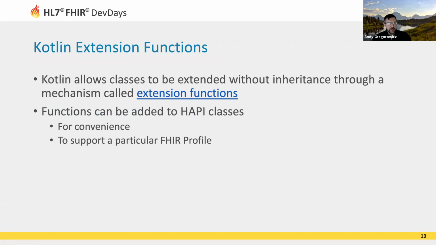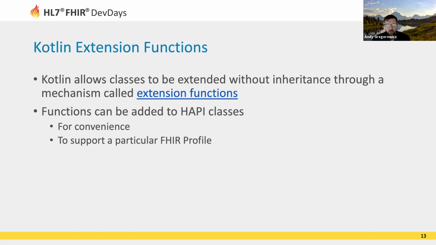Another really nice feature that we have in Kotlin is this notion of extension functions. Kotlin allows classes to be extended without inheritance through this mechanism called extension functions. That allows you to hang these functions off the end of existing classes. Again, you don't have to subclass them. And we can do that with our HAPI classes, which is really nice. We can do this first for convenience, or second to support a particular FHIR profile.